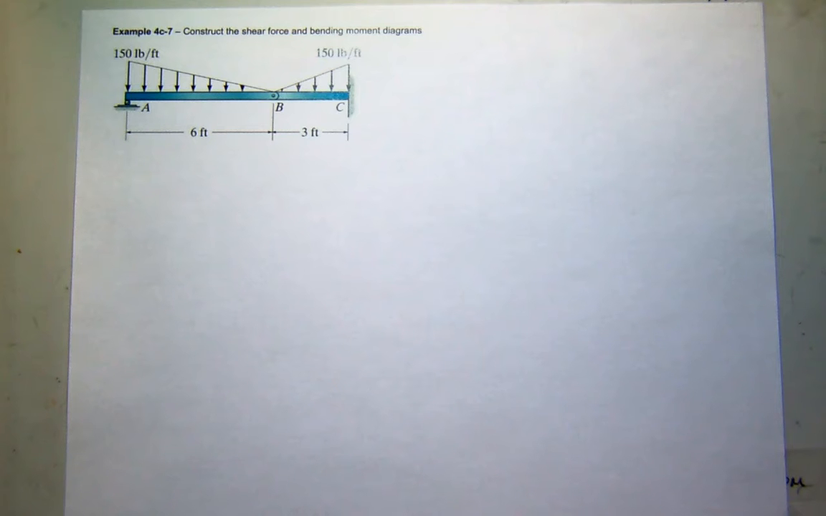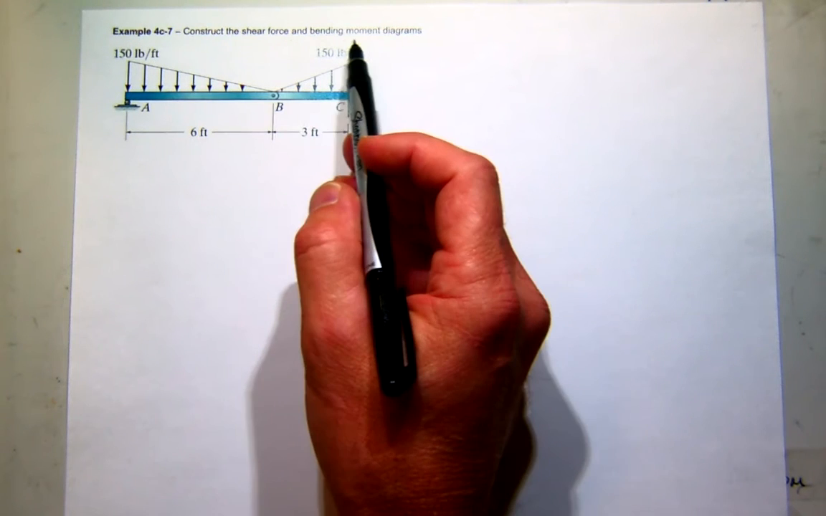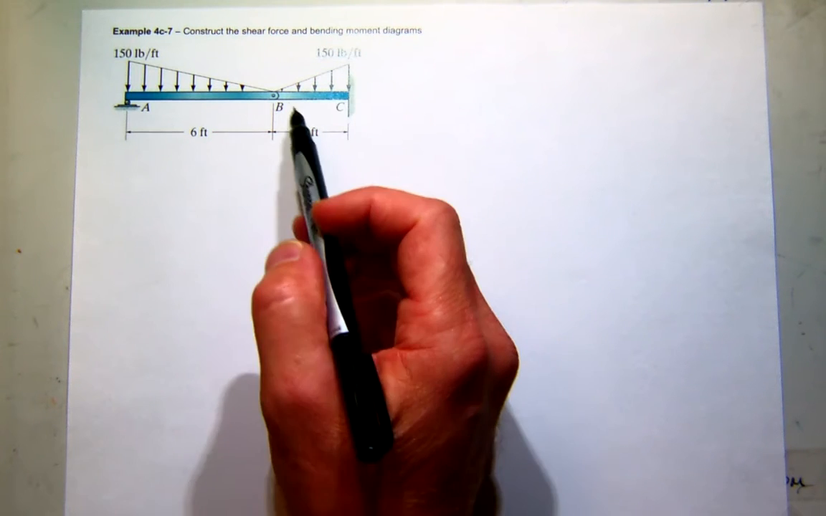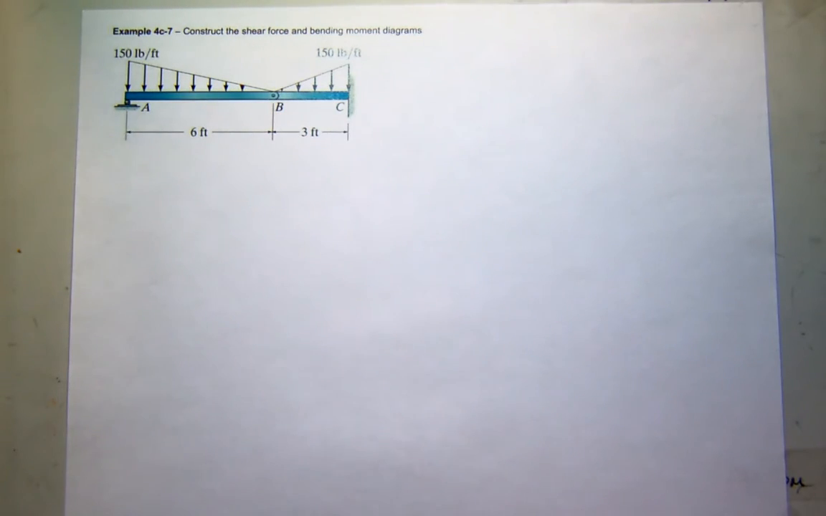A different way of looking at it. Okay, so here's a problem. Again, shear force and bending moment diagram. Now, you'll notice right off the bat that it's a little bit different than some of the problems we've been working.